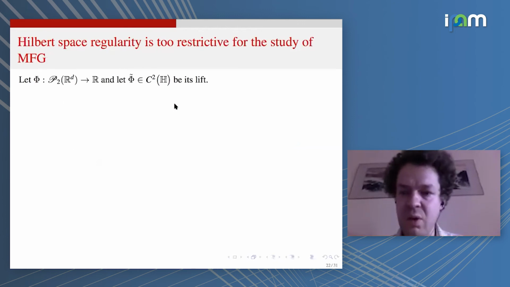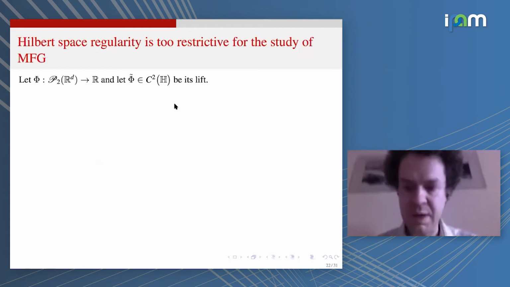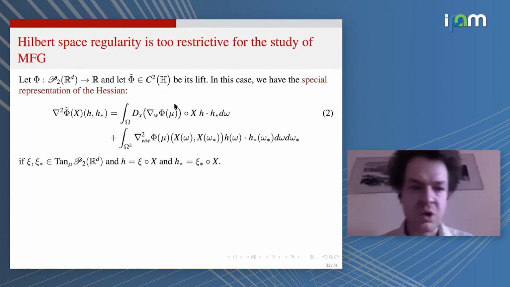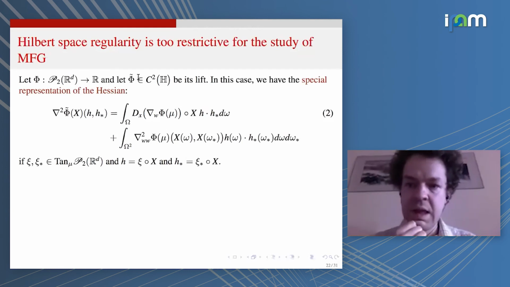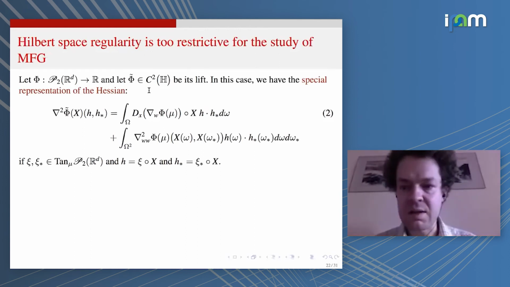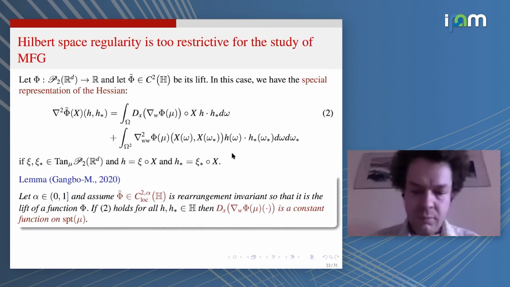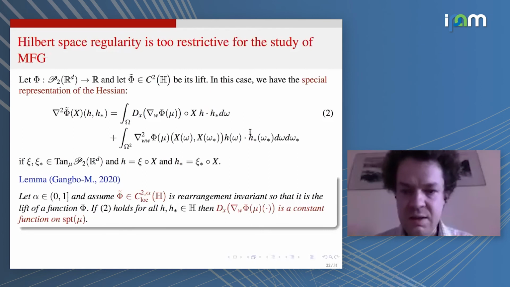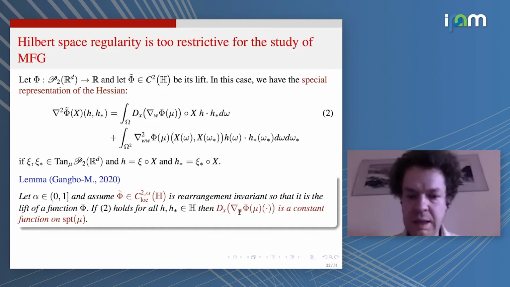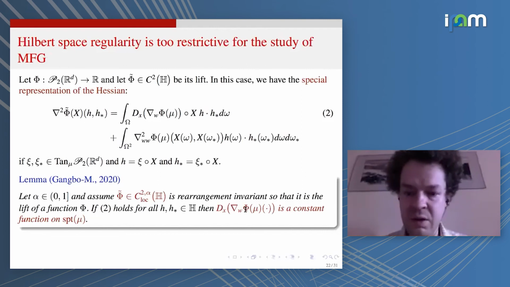So let us try to understand the second order differentiability of functions on the Hilbert space. Imagine that we have a function on the Wasserstein space and its lift on the Hilbert space, and we impose that this lift is C2. Then its Hessian as a bilinear form on the Hilbert space has a special representation, because of the rearrangement invariance property. And we could show this lemma, which tells us that if we impose C^{2,α} regularity on this function, then this matrix has to be a constant matrix on the support of the measure. So this is one part of the Hessian, and this is the second part of the Hessian, if you want. This has to be a constant matrix on the support of the measure.